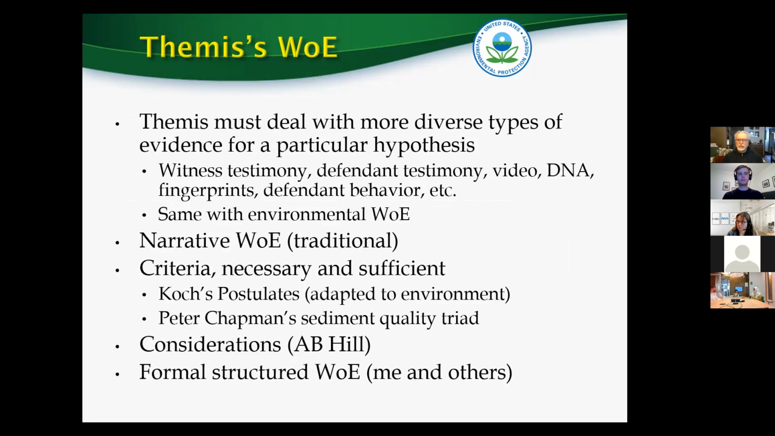So Themis's weight of evidence, back to our goddess, deals with more diverse types of evidence for a particular hypothesis, like witness testimony, defendant testimony, video, fingerprints, defendant's behavior, et cetera, et cetera. And it's the same with environmental weight of evidence. We have a lot of heterogeneous evidence that you really can't combine quantitatively. So how do you deal with these kinds of things?